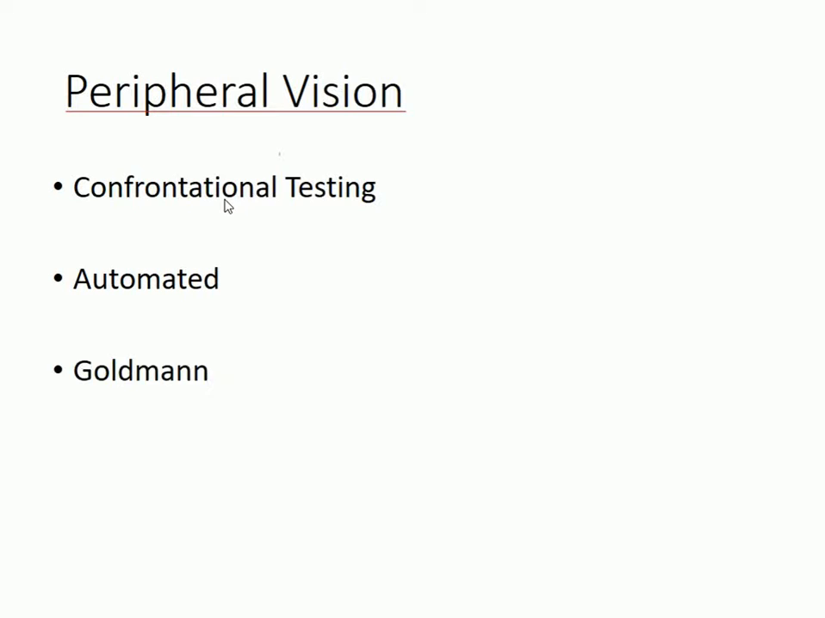So how do we test peripheral vision? Well, in the bedside situation, we can do confrontational testing, which is not the topic of this lecture. Then there is automated testing, which is the most common way of accurately testing someone's vision nowadays. And then there's the Goldmann visual field, which we'll touch on briefly, which is in some ways the gold standard, but it is used far less frequently now.